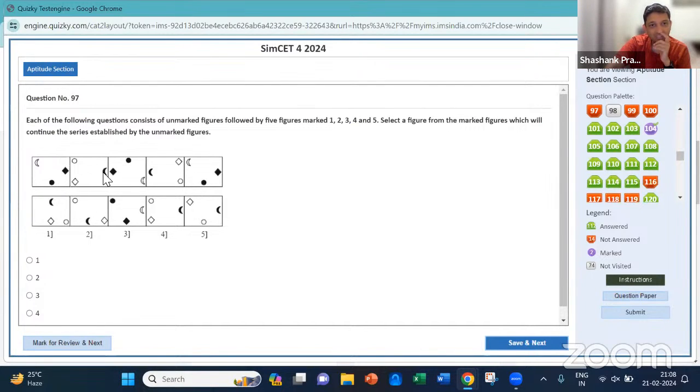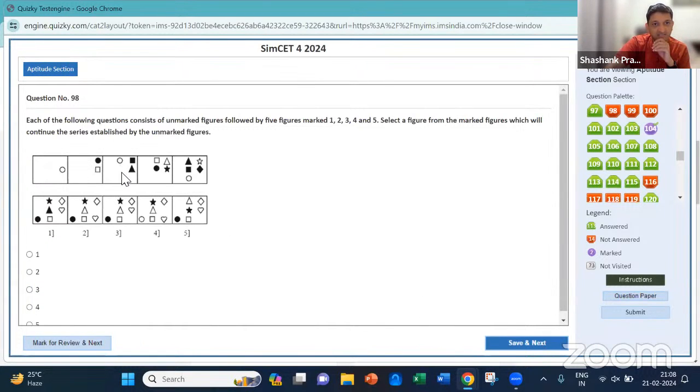So 1, 2, 3, then 1, then 1, 2, 3, then 1. Okay, then 1, 2, 3. So C should be here. So options 1 and 2 are out, 3 bache. And it's white, black, black, white, white hona chahiye with that logic. Option 3, I don't know, I'm just guessing now.